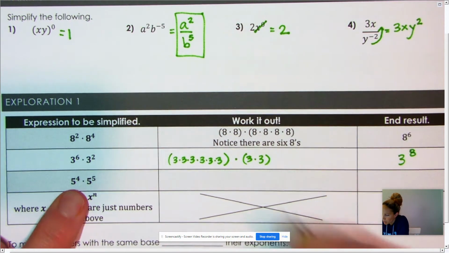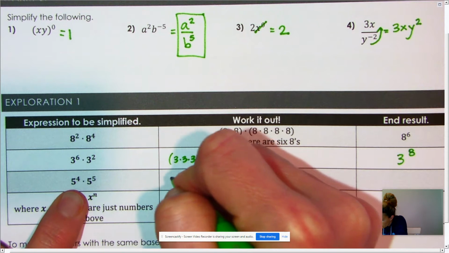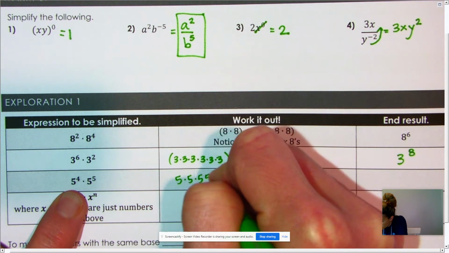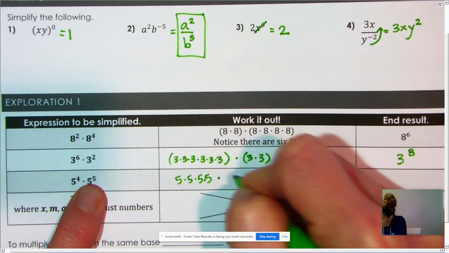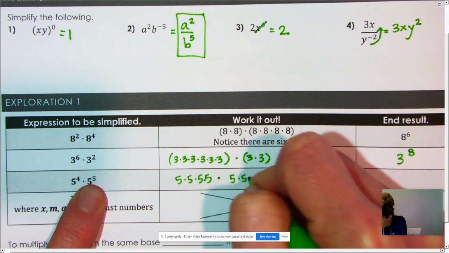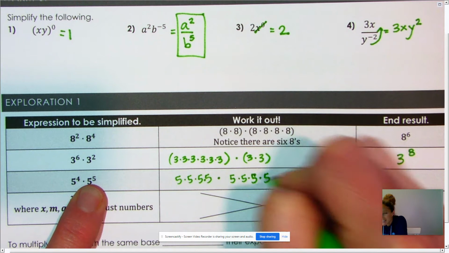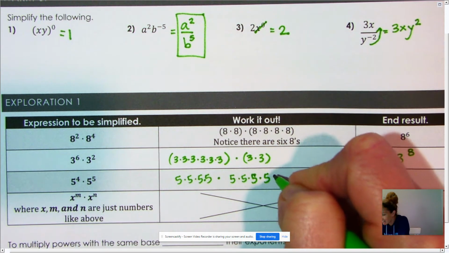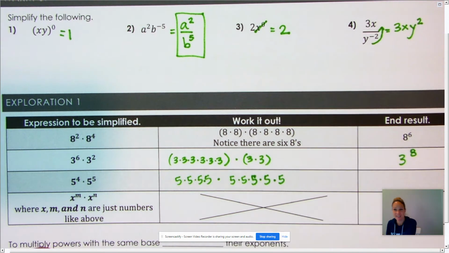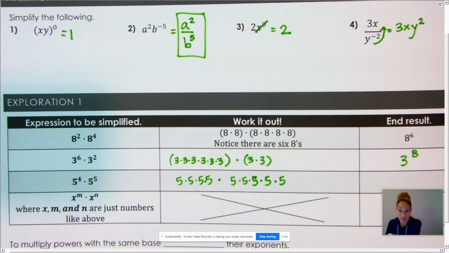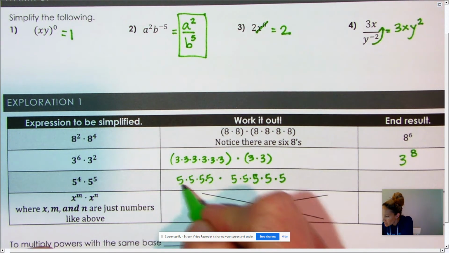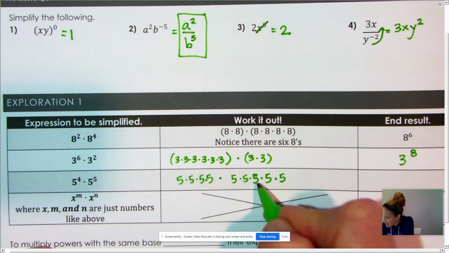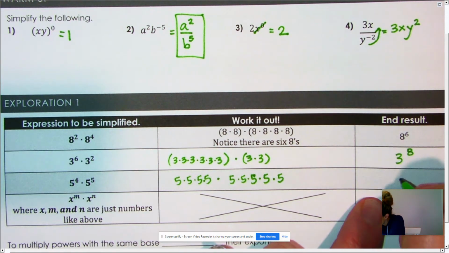Then I'm going to do the same thing with the 5. So I've got 4 5's right here, 1, 2, 3, 4. And then I've got 5 more 5's, so 1, 2, 3, 4, 5. It's hard to say 3 and write a 5, you guys. I'm struggling just a little bit. But we're going to count up all of those 5's. So I've got 1, 2, 3, 4, 5, 6, 7, 8, 9 5's. So the way I would write that is 5 to the 9.